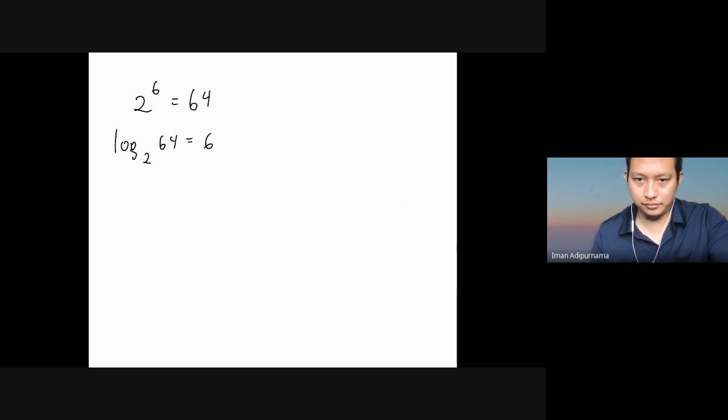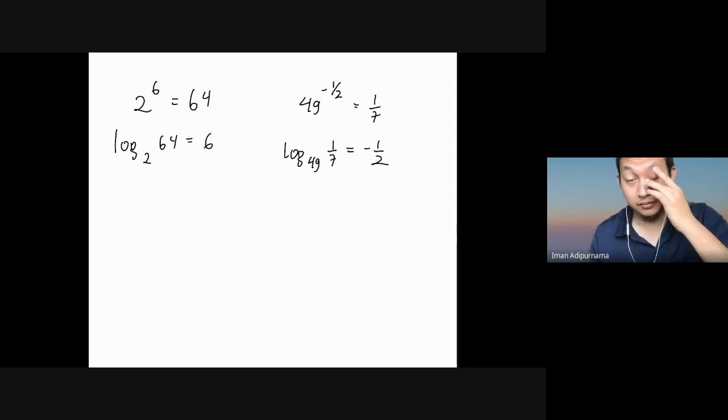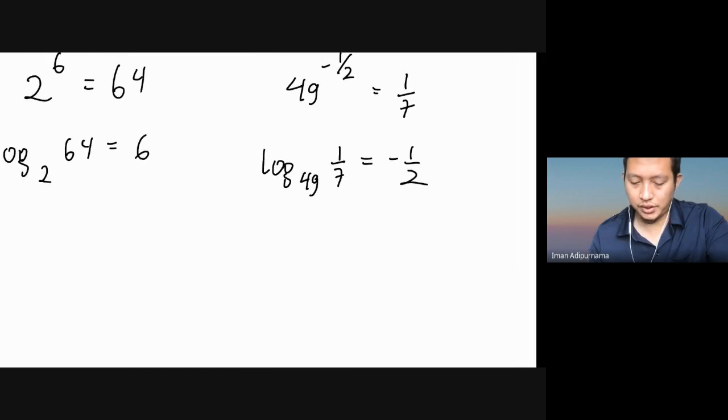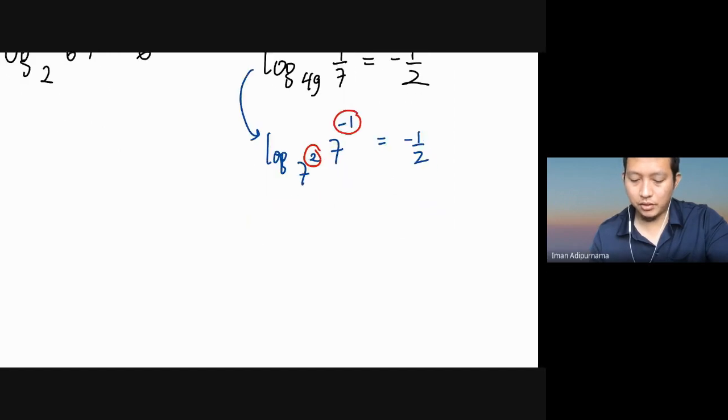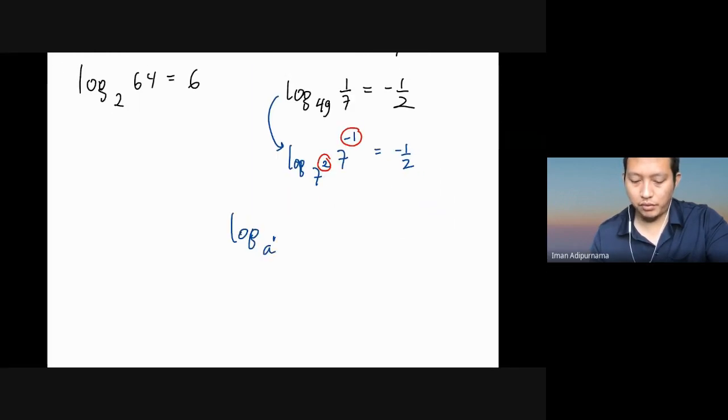Okay, and also we can write 49 with power of negative half is 1 over 7, right? And we can write this in base of 49, right? 1 over 7 is negative 1 over 2. Okay, and then if you look closely, we can simplify this, become log 7 with power of 2, and then 7 with power of negative 1. So you clearly see that this is negative 1 over 2. That is the answer, right? So whenever you have log with base of a with power of n, and then this is a with power of m, you can write this as m over n.